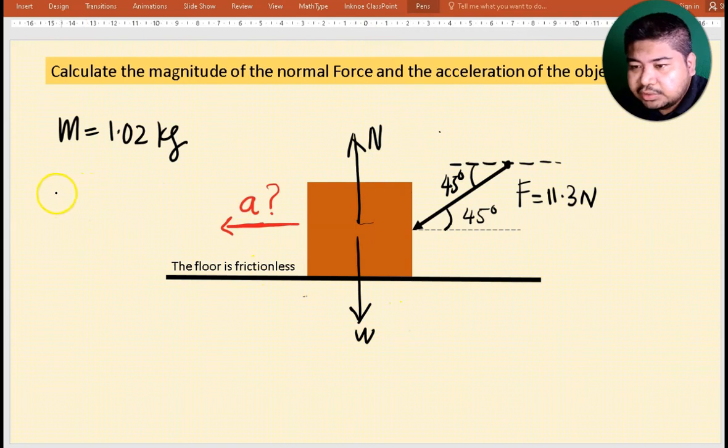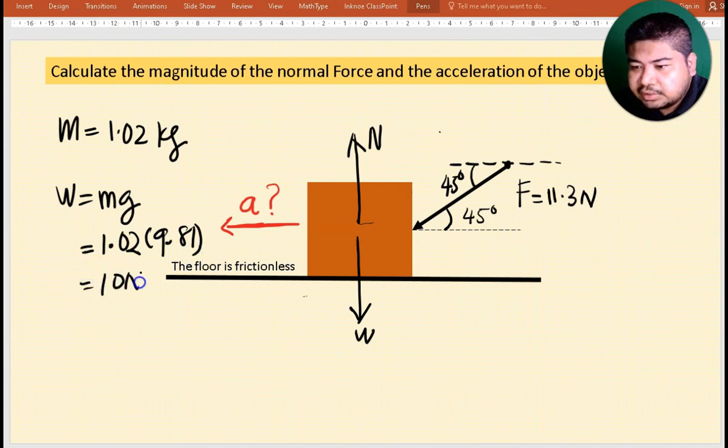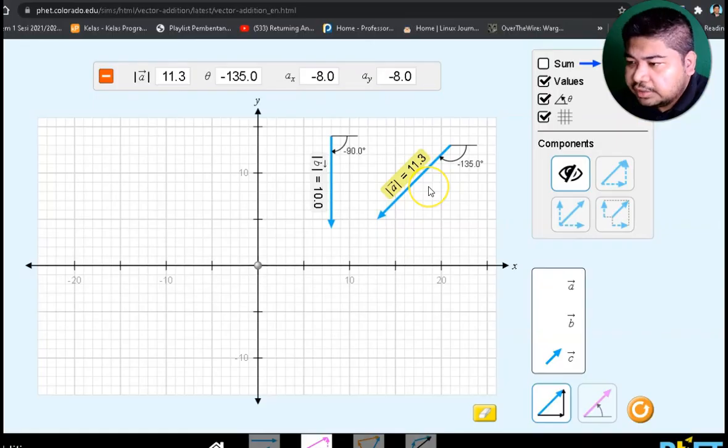The weight can be calculated using the equation m times g. So we have 1.02 times 9.81, which will give us 10 Newtons. So I'm going to go to PhET and use its simulation to try to solve this problem. Let's go there. Okay, now I have included the vector A.